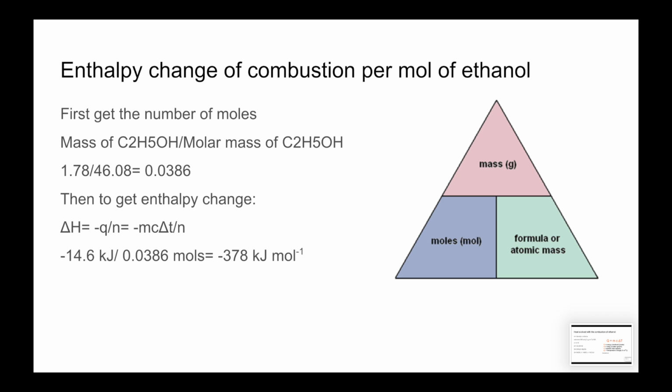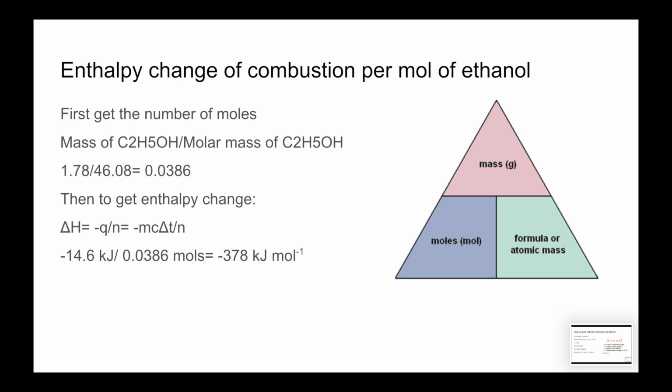So we substitute into Q the value we got for question 1, which is 14.6 kilojoules, because that is the heat energy, and we divide that by the number of moles. And that would give us an enthalpy change of negative 378 kilojoules per mole. And the IB allows a certain range in case, for example, you put in the moles at 0.037 or you do any kind of rounding. So you have a range to a certain extent to get the question right.